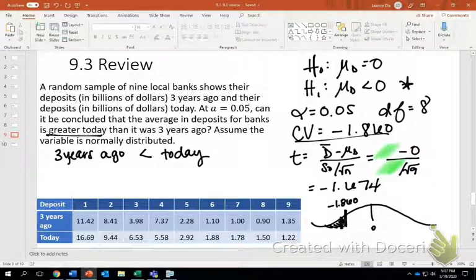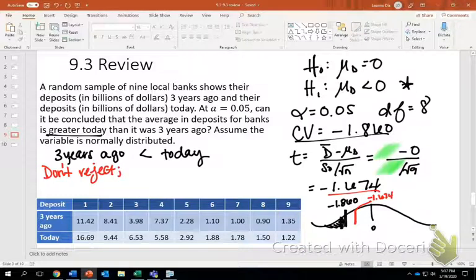I'm going to change the color and see where our test value lies. Test value is negative 1.674, so is it less than or greater than negative 1.8? Well, it's greater than, so I'm going to put my test marker right here and show that this is negative 1.674. And because it is in the non-shaded area, we would say we do not reject the claim.